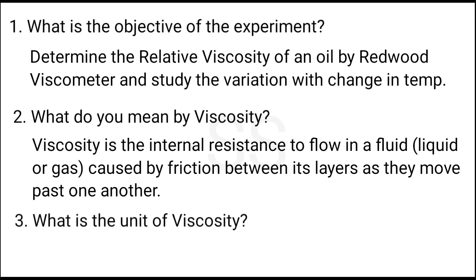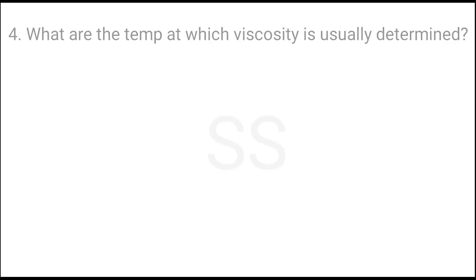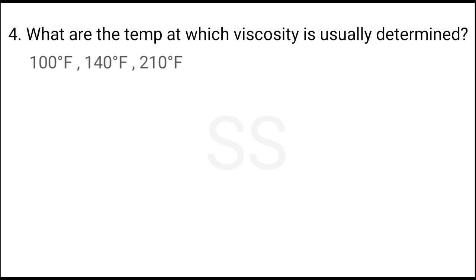What is the unit of viscosity? The SI unit of viscosity is Pascal second, and CGS unit is poise. What are the temperatures at which viscosity is usually determined? Viscosity is usually determined at 100 degree Fahrenheit, 140 degree Fahrenheit, and 210 degree Fahrenheit.